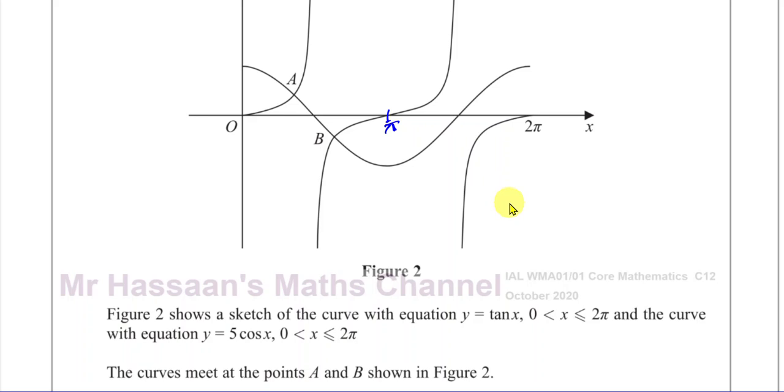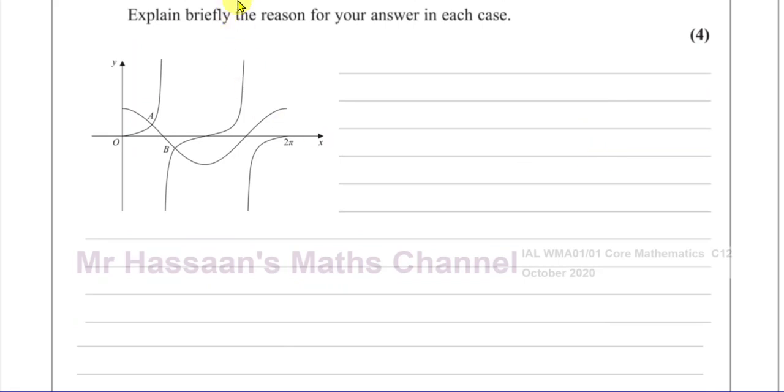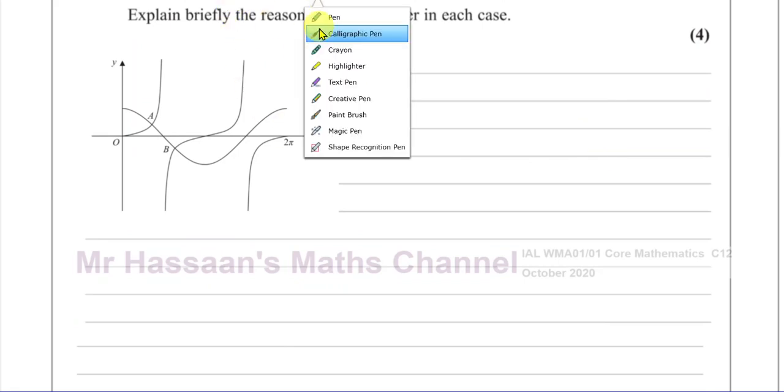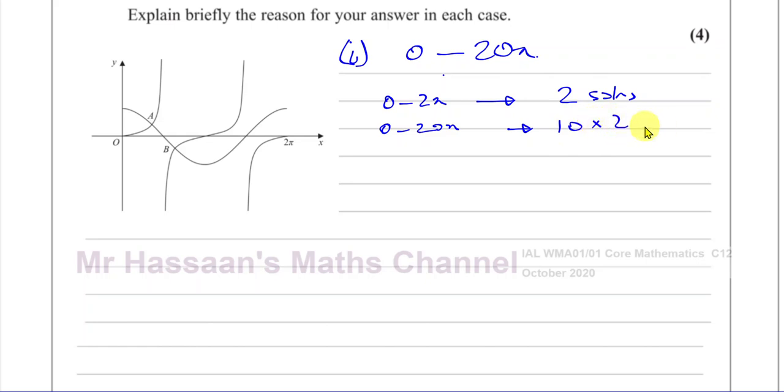First of all, let's deal with 0 to 20 pi. I've got this little sketch made here. For part 1, we know from 0 to 20 pi, how many solutions? From 0 to 2 pi, there are 2 solutions. So from 0 to 20 pi, 20 divided by 2 is 10, so you're going to have 10 times 2 solutions, which is 20 solutions.